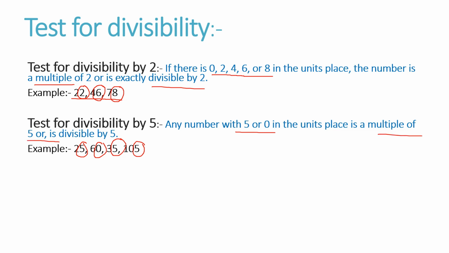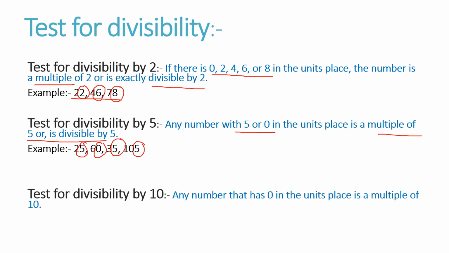Next. Test for divisibility by 10. Now here 0 should be there in the units place. Then the number is a multiple of 10. Understood? For example, if I take 20, now see here 20, 0 is there in the units place. 40, again 0 is there in the units place. 100, again 0 is there in the units place. Then 1000, again 0 is there in the units place. All these numbers have 0 in the units place. So all these numbers are divisible by 10 or multiples of 10. Get it?